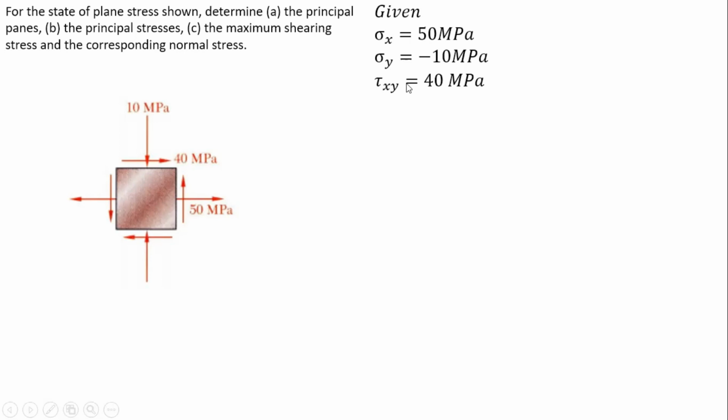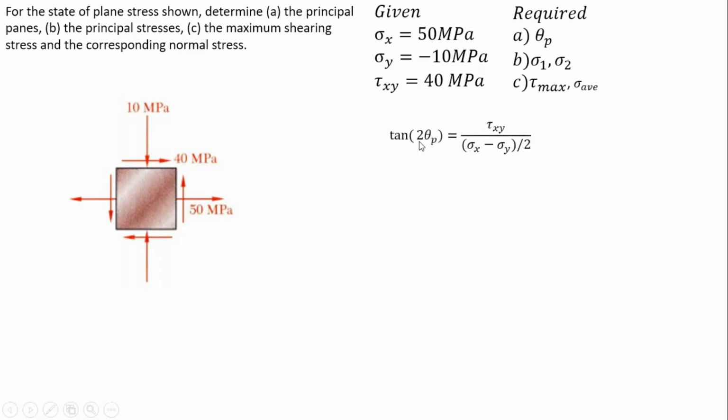First step, of course, is given, required, and then the diagram. So given is sigma x, 50 megapascal. Sigma y, since it is going toward our element, is negative. And since the shear force has a tendency to rotate the object clockwise, it is positive, so tau xy is 40 megapascal. What is required is theta p, sigma 1, sigma 2, tau max, and the average stress. Again, this is just direct substitution into our formulas.